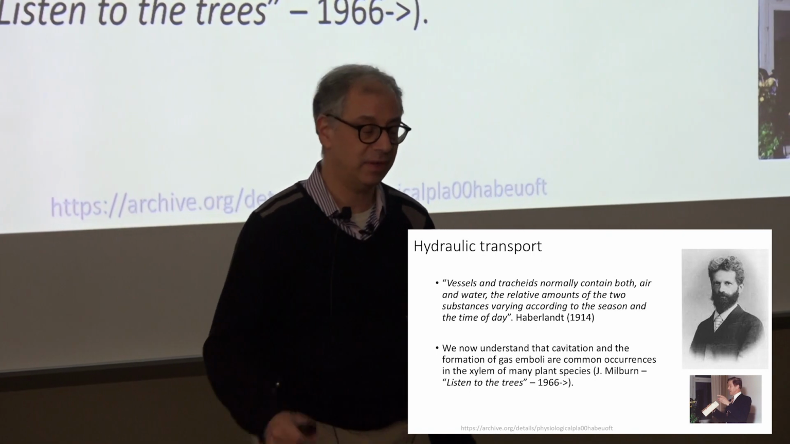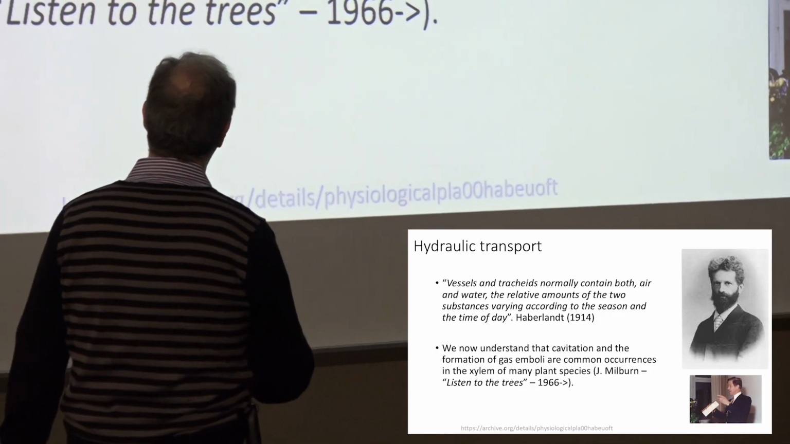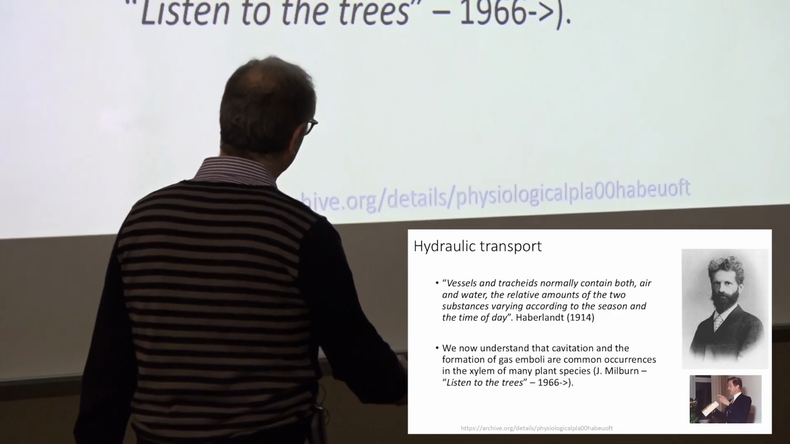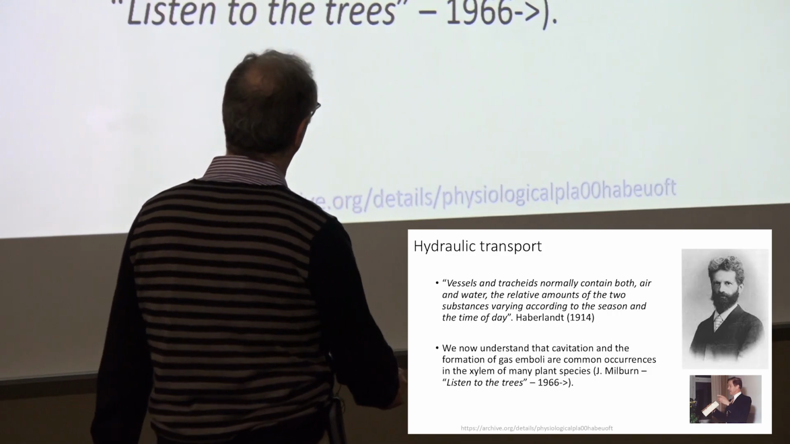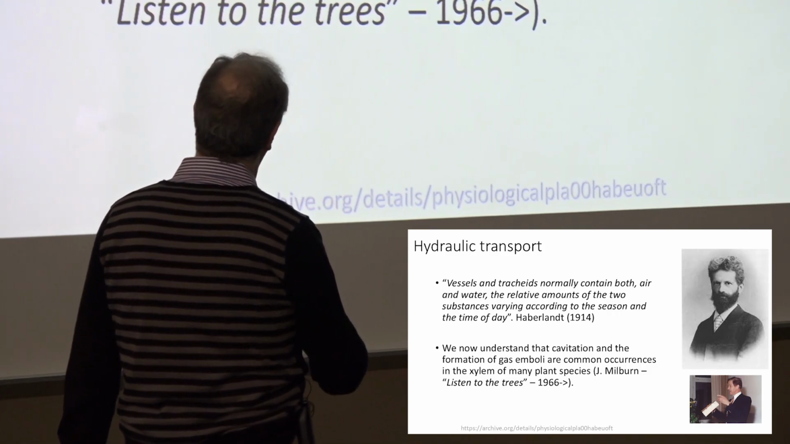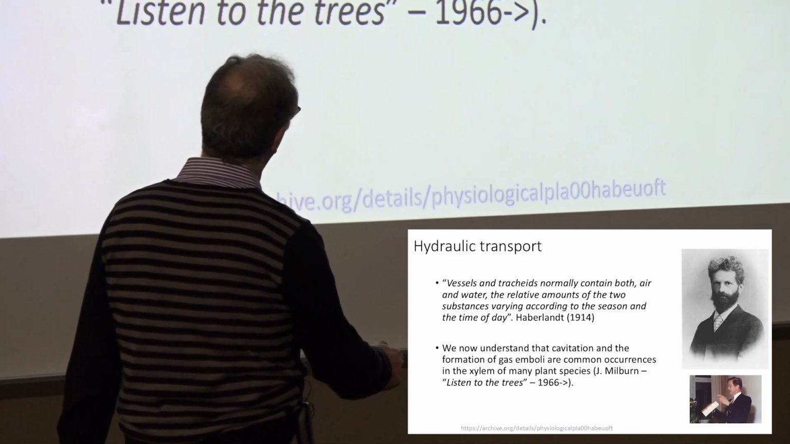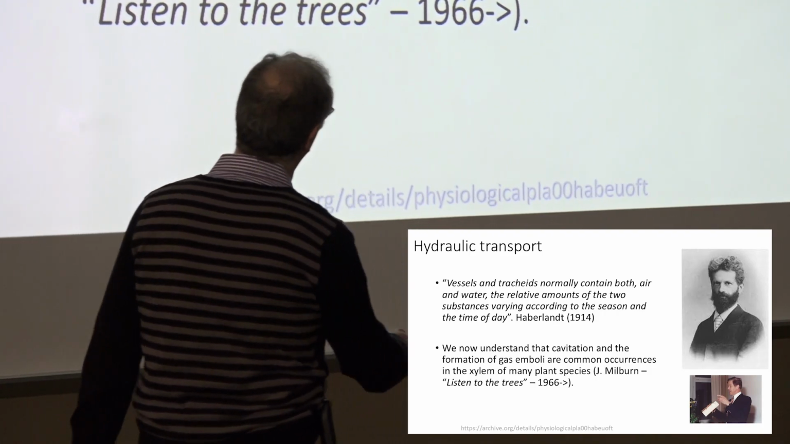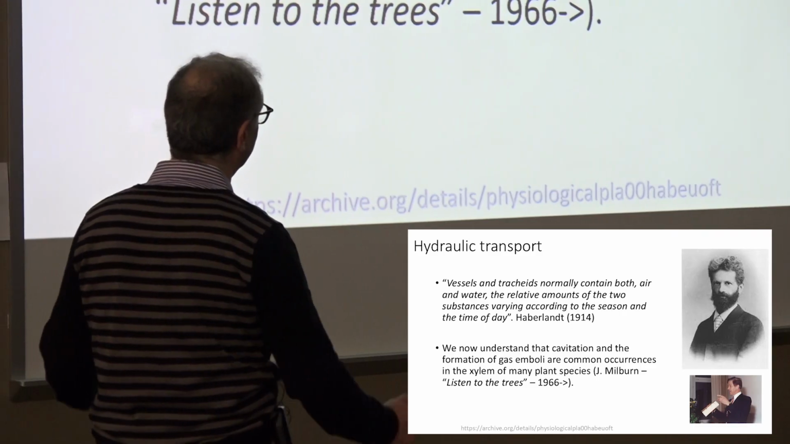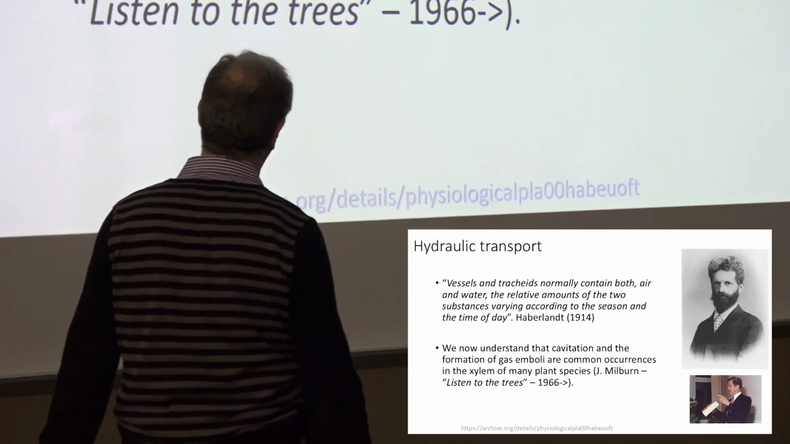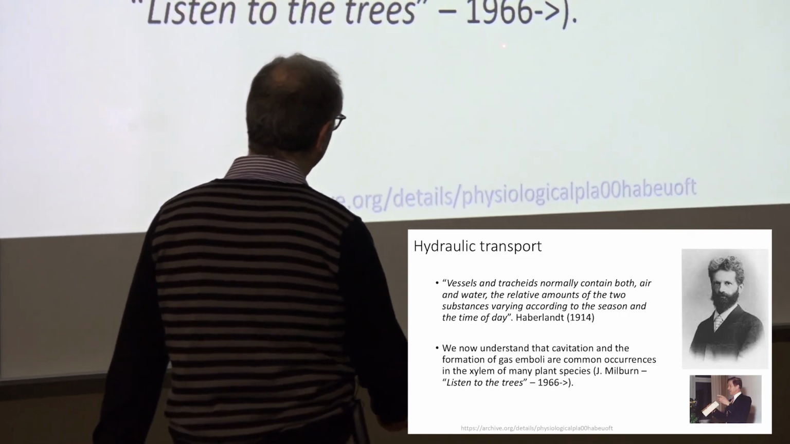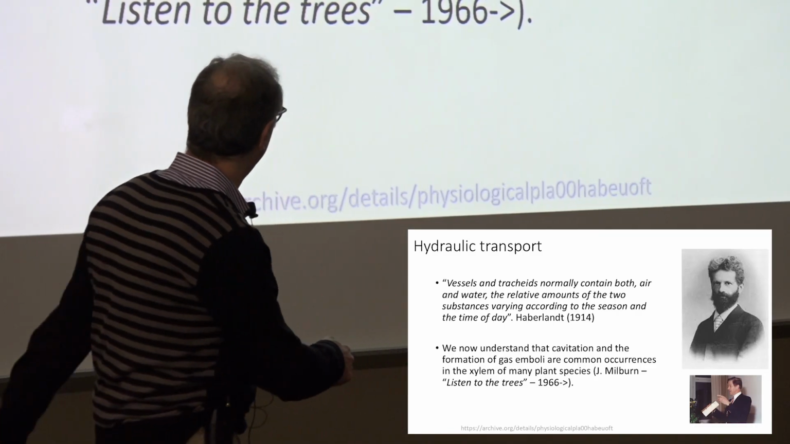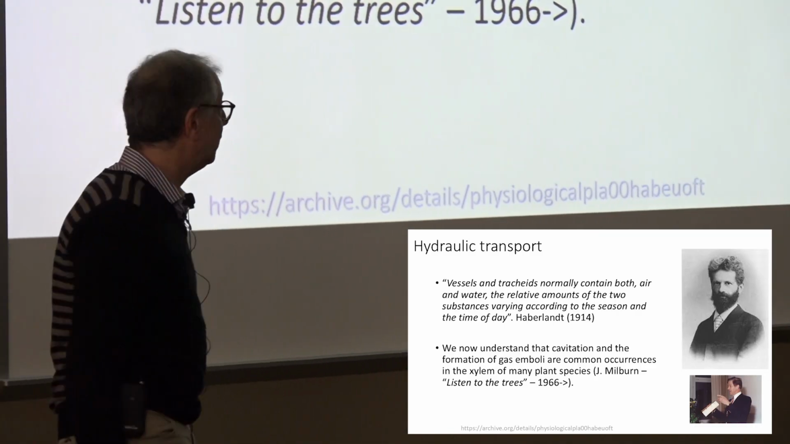And so he gave some rationale for why there may have been air in it. Well, I will not go through them all, but this was in his 1914 book. And he argued that vessels and tracheids normally contain both air and water, the relative amounts of the two substances varying according to the season and the time of day. So he was convinced that somehow air must have been there. And it took until 1966 to prove, in fact, Haberlandt's arguments.